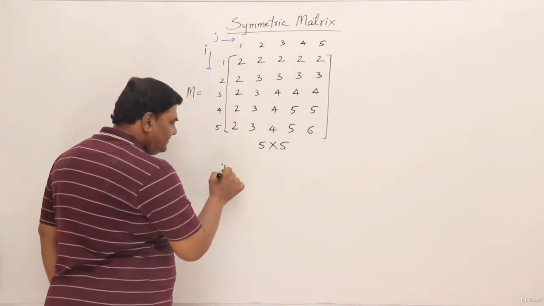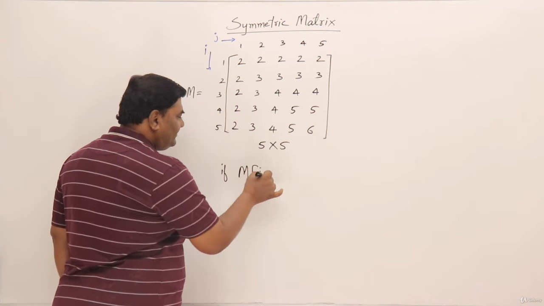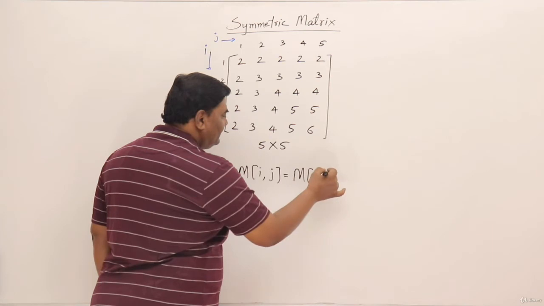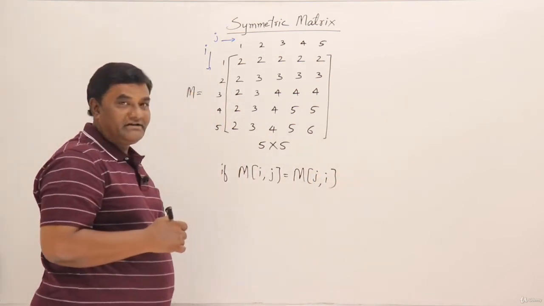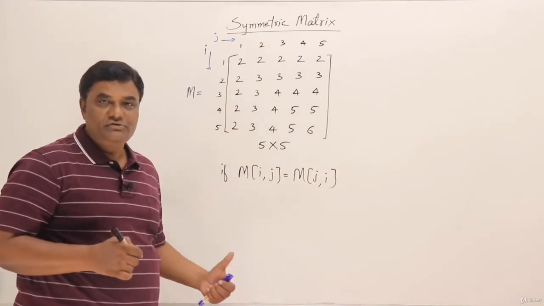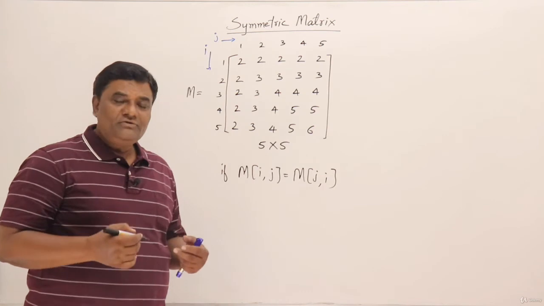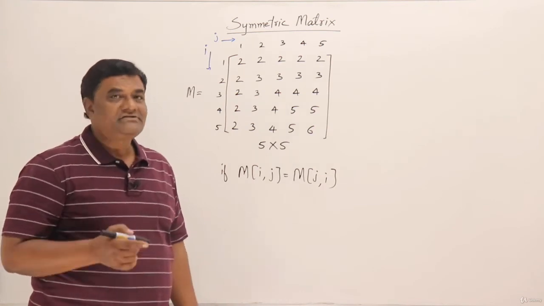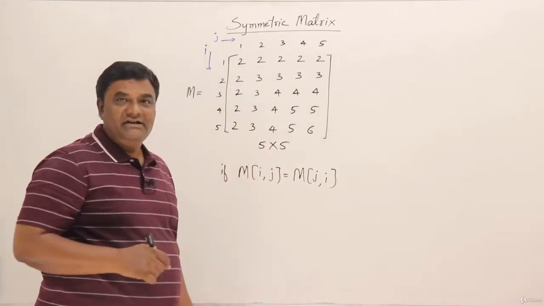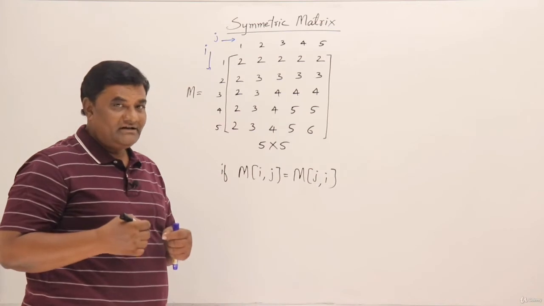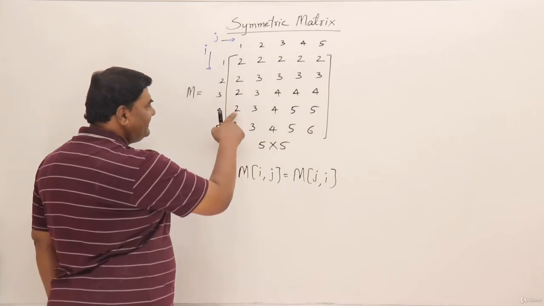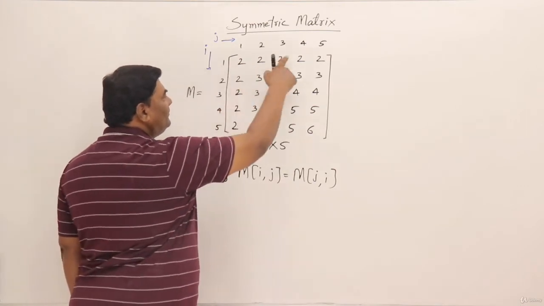So if matrix of ij is equal to matrix of ji, then it's a symmetric matrix. This is the property, the definition of a symmetric matrix. Do we have to store all the elements of a symmetric matrix? No. If I store the ij value, then I can retrieve ji also. So if I know the element at i, j, then I also know the element at j, i. So if I know this element 4, 1, then I also know 1, 4.